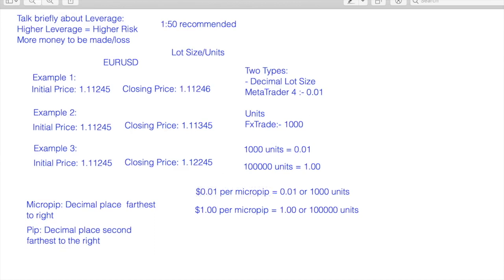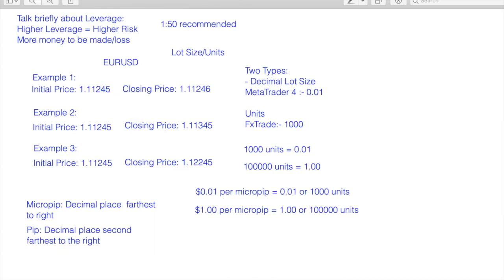Now, let's say you had 100,000 units. You divide that by 100,000, that'll give you a 1.00 lot size. And in other words, that just means $1 per micropip, right? So every time this number increases, you are making $1. Every time that this number 5 increases, you're making $1.